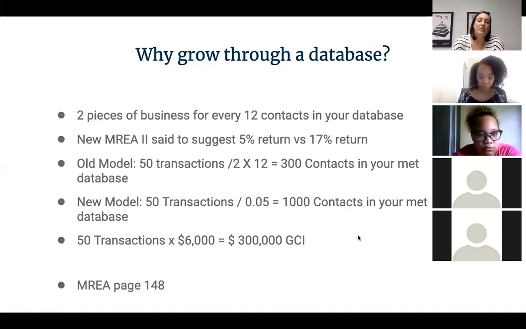So 50 transactions at $6,000 GCI puts you at 300,000 gross commission income. Who wouldn't mind 300,000 gross commission income? Okay, so let's figure out how to do that, right? On page 148 of the Millionaire Real Estate Agent, it starts going into the steps of the touch campaigns.